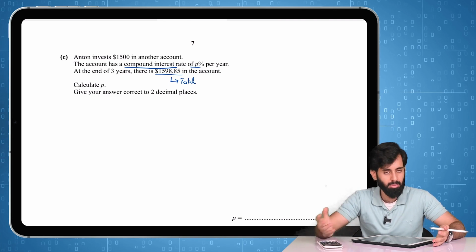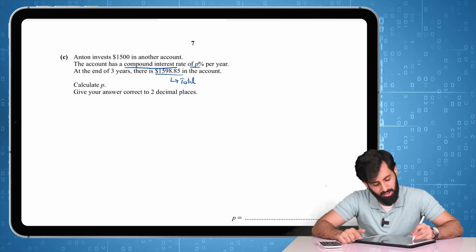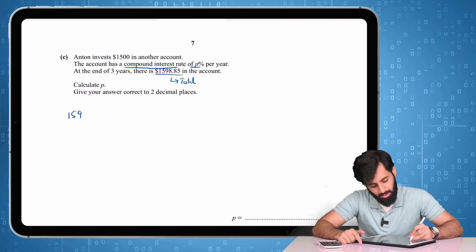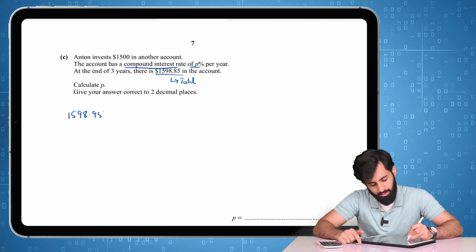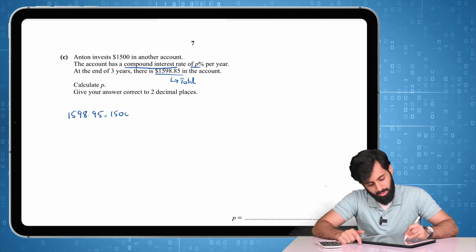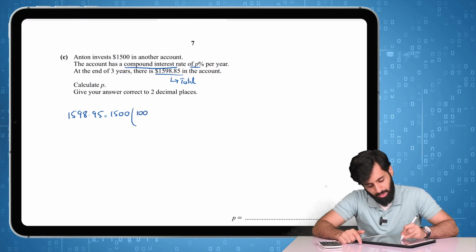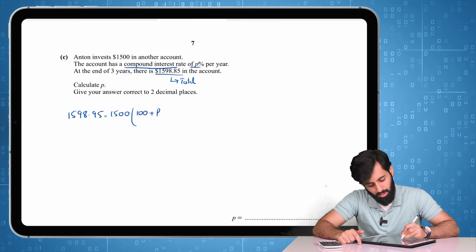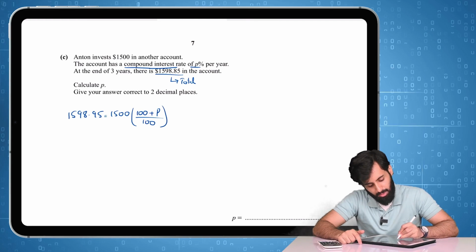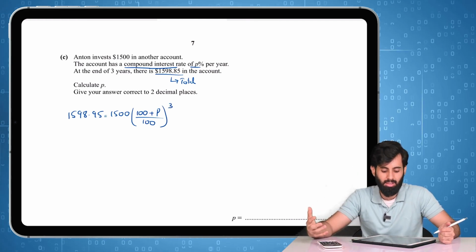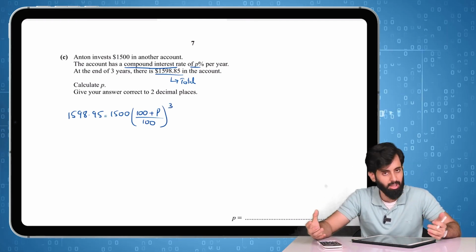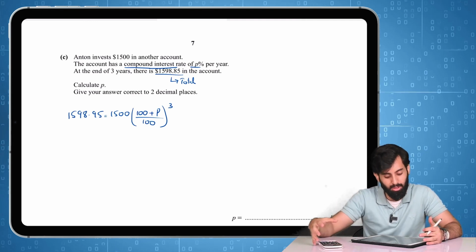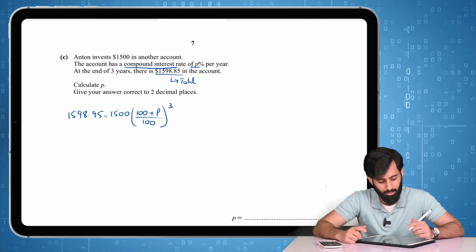So again, we're going to use the same formula as the one we used in part A, but this time we know the total. So I'll immediately replace it with that. 1598.95 is equal to the principal amount, which is 1500, multiplied by (100 plus P) upon 100 raised to the power of 3, since he's going to leave the money there for 3 years. In fact, after leaving the money for 3 years, it turns into 1598.95.